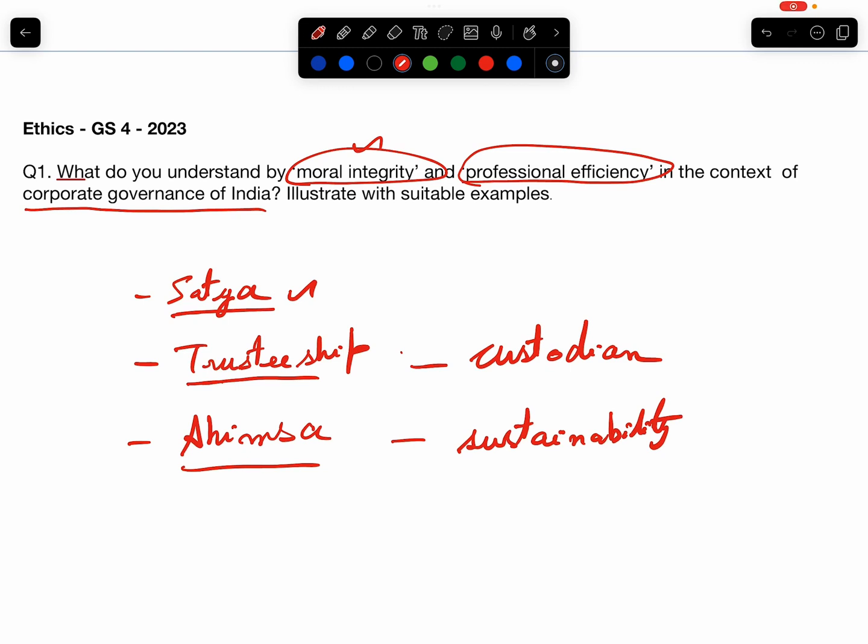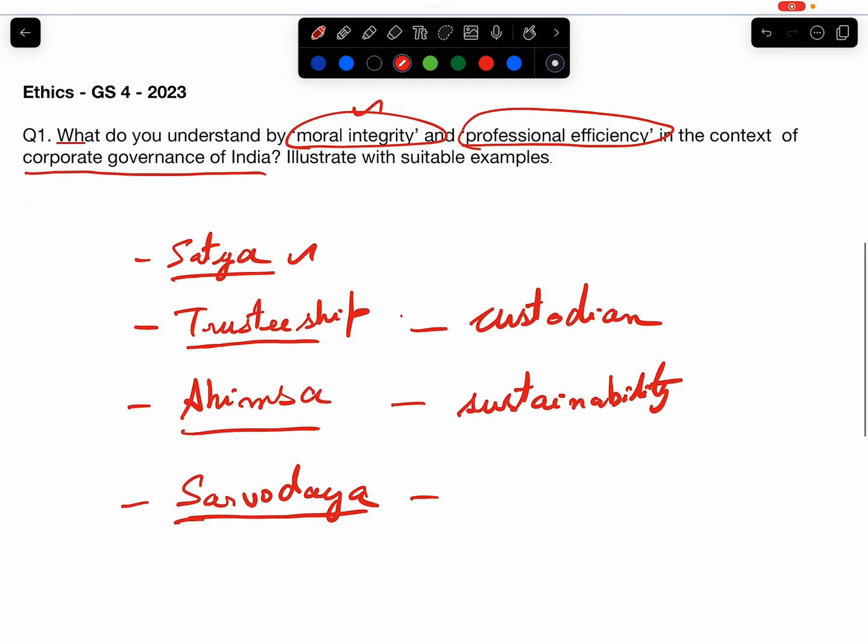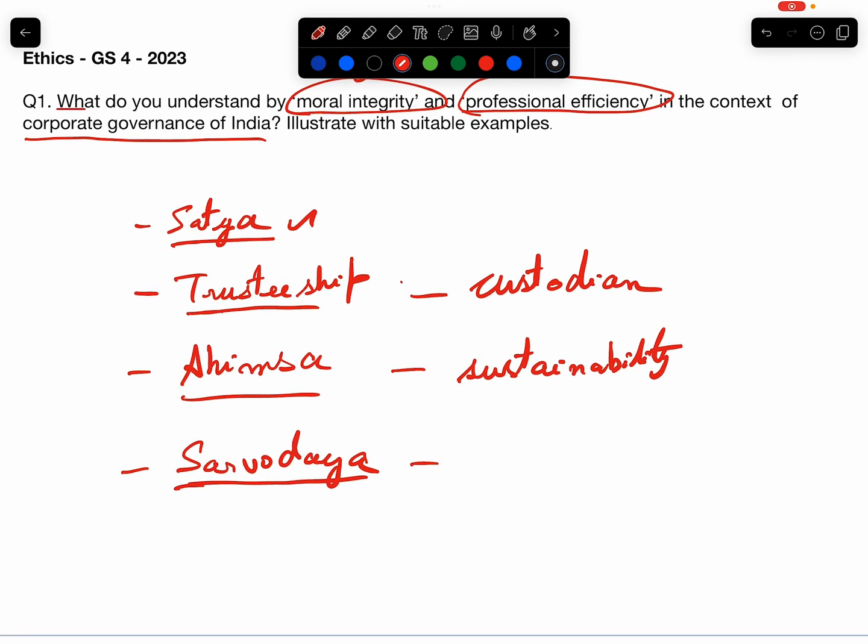Then, what else can be brought in? The concept of sarvodaya. It's basically welfare for all, right? So, again, any corporate institution needs to keep in mind the welfare of all the stakeholders, not just the promoters. So, this is again a concept which can be connected.